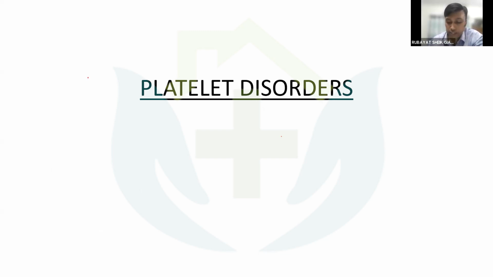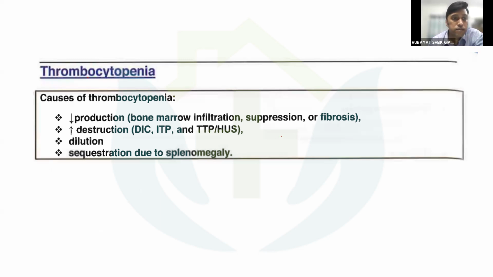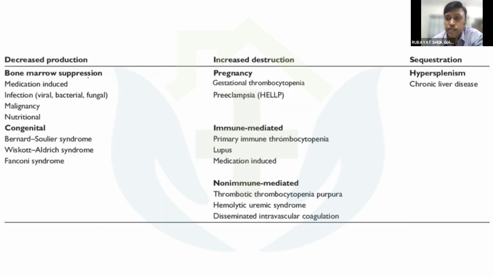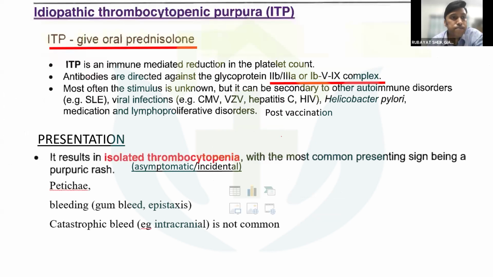Okay, so let's move on to platelet disorders. Thrombocytopenia is a common condition. I've put up a chart with some common causes of thrombocytopenia. Make sure to go through the causes of thrombocytopenia. But the important conditions that you need to know regarding platelet disorders are ITP, TTP, essential thrombocythemia, and thrombocytosis. These 4 conditions you need to know. So let's start with ITP.